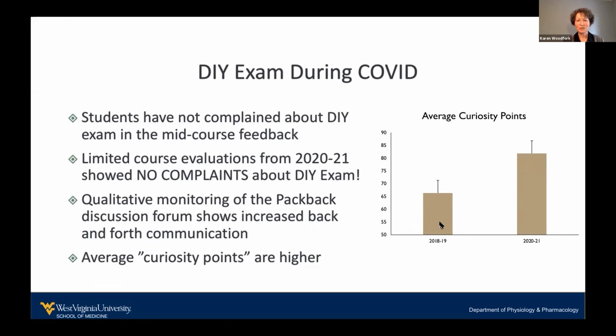So this is 2018-19, a year with no COVID, and 2020-21, entirely online. And you can see that this is definitely a higher bar, although not statistically significant. 2019-2020 falls somewhere in between. And I think a lot of things went into that score there.